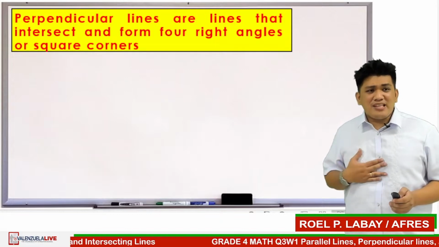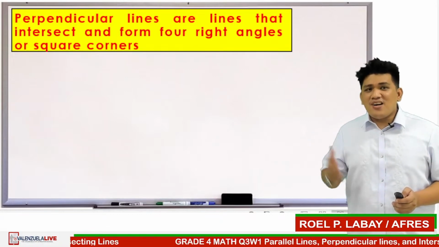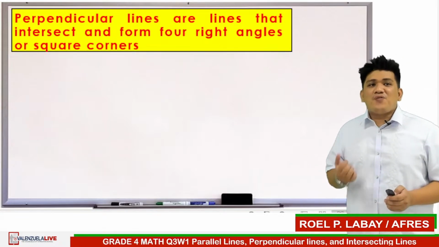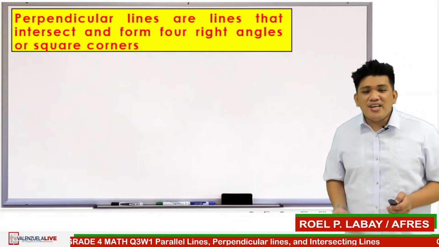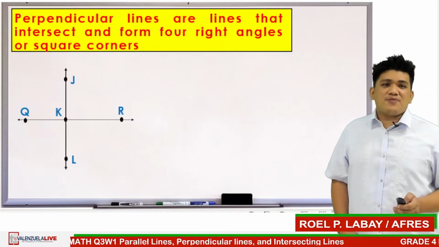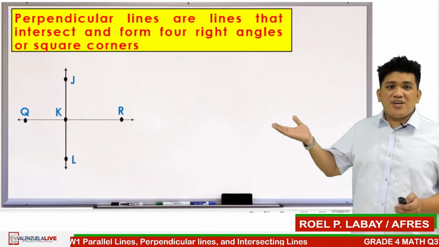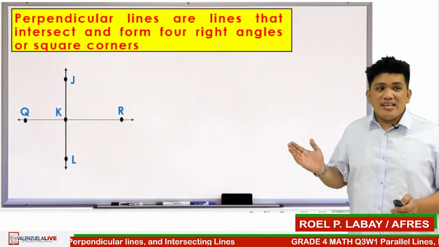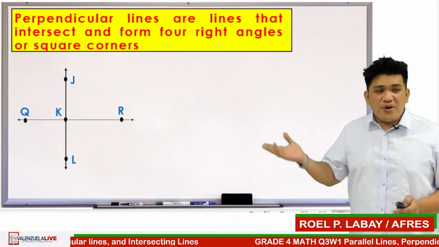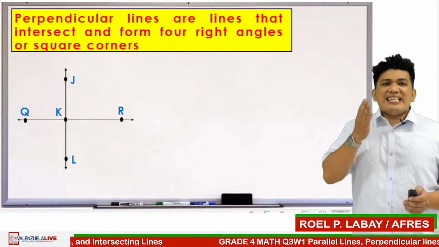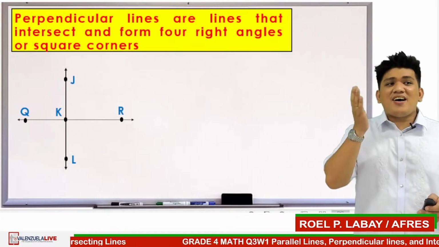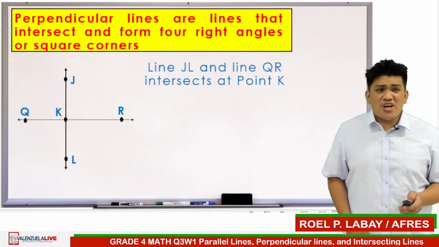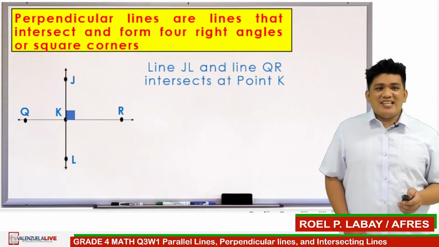Now, how about perpendicular lines? Perpendicular lines are lines that intersect and form four right angles or square corners. For this example, we have here the line JL and the line QR. It intersects in point K, right? But this is not a perpendicular line because it forms a right angle.